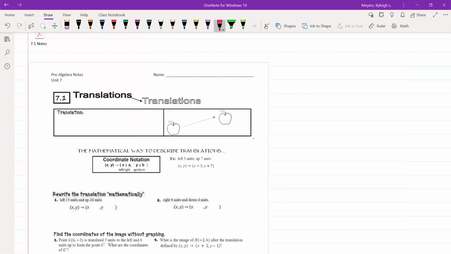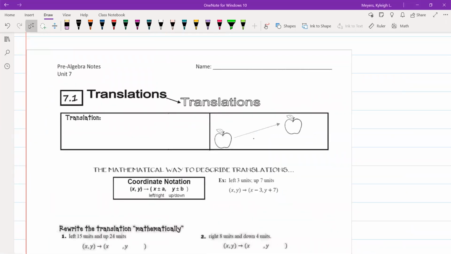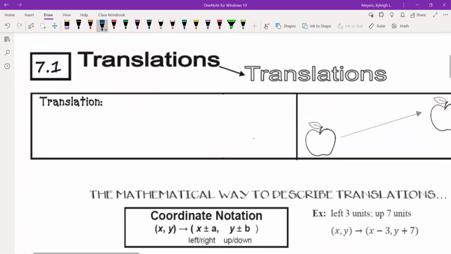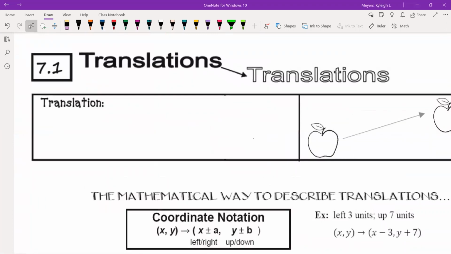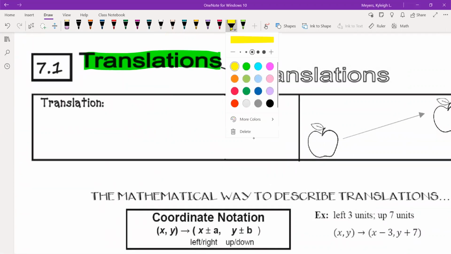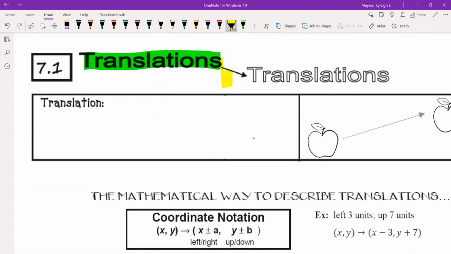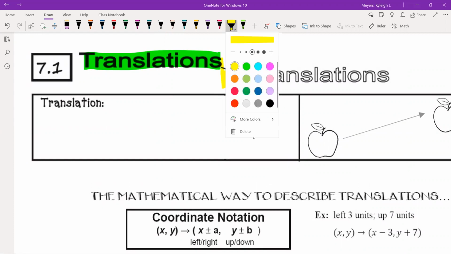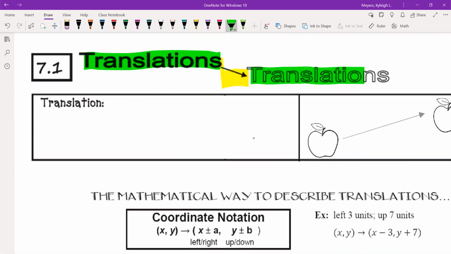We're going to talk about our 7.1 notes. They are on translation. Translations are another word for sliding something, right? So we're taking this word, translations, and moving it down and over. And now that word is over here. Okay, so we're sliding it. We're sliding our figure or our shape.